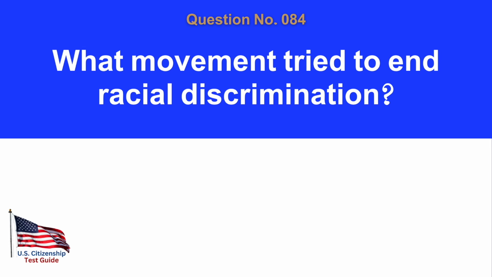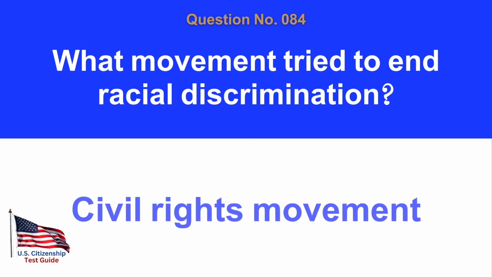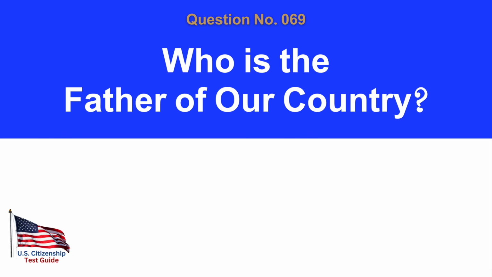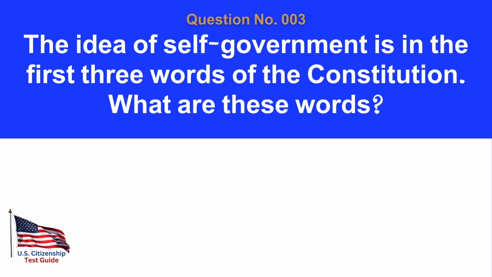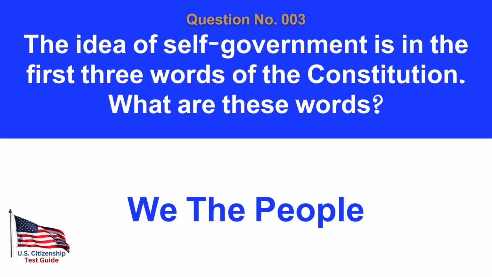What movement tried to end racial discrimination? Civil rights movement. Who is the father of our country? George Washington. The idea of self-government is in the first 3 words of the Constitution. What are these words? We the people.